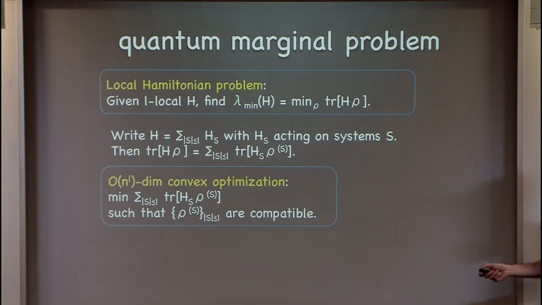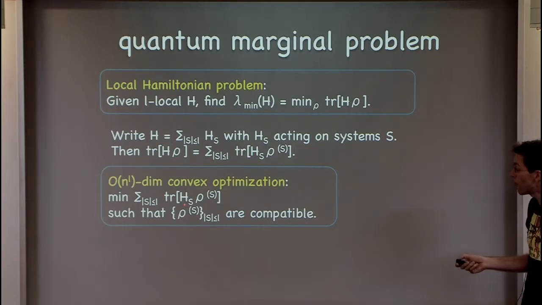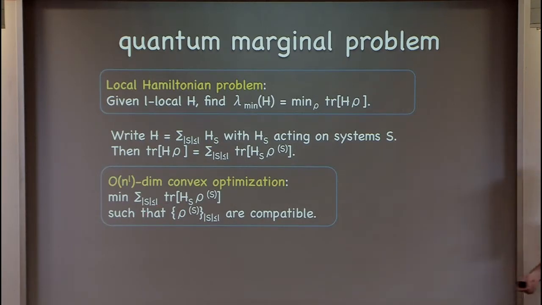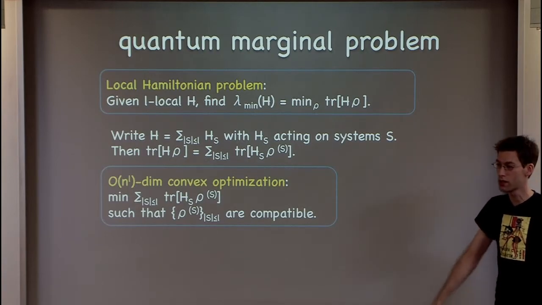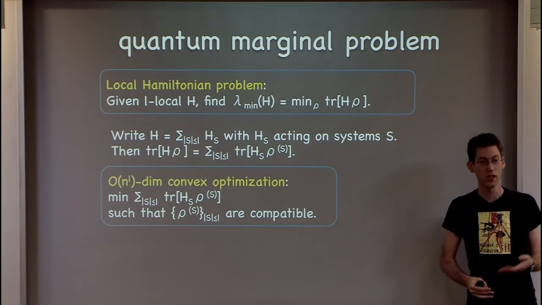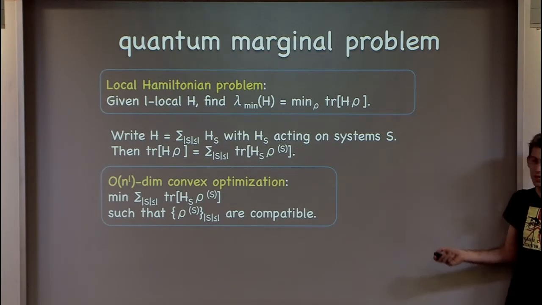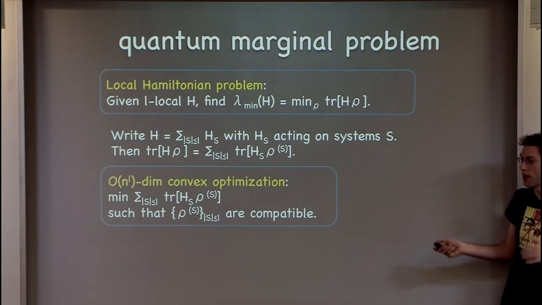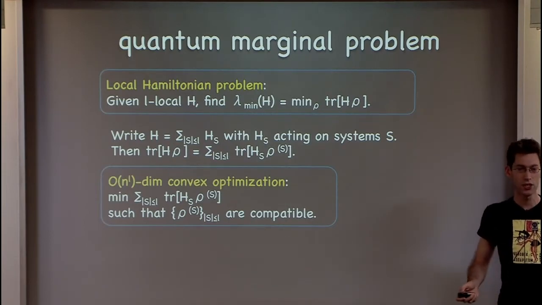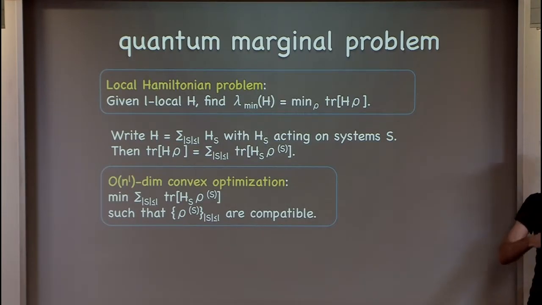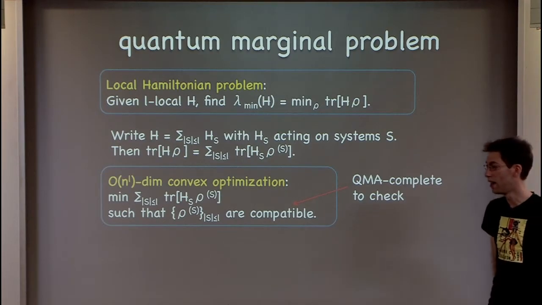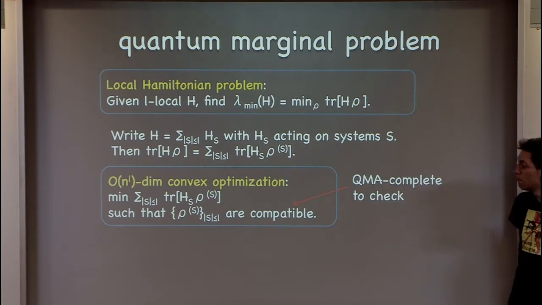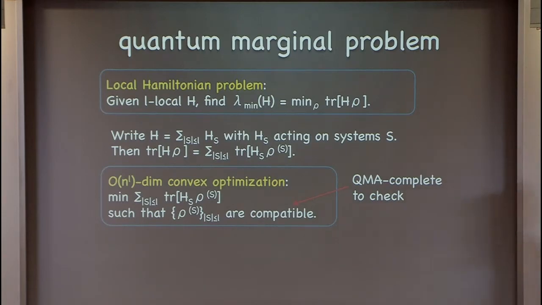But the catch is that the constraint is killer. The constraint is that these local density matrices have to be globally compatible. There has to be an extension of them to a global density matrix. And already for probability distributions, this is hard, right? You can do the same thing for probability distributions, and if you could solve this quickly, you could solve NP-complete problems. And the catch there is that the probability compatibility problem is hard. And same thing here. This is QMA complete to check. So it's not a get-rich-quick scheme, but it does suggest a method of approximating it.